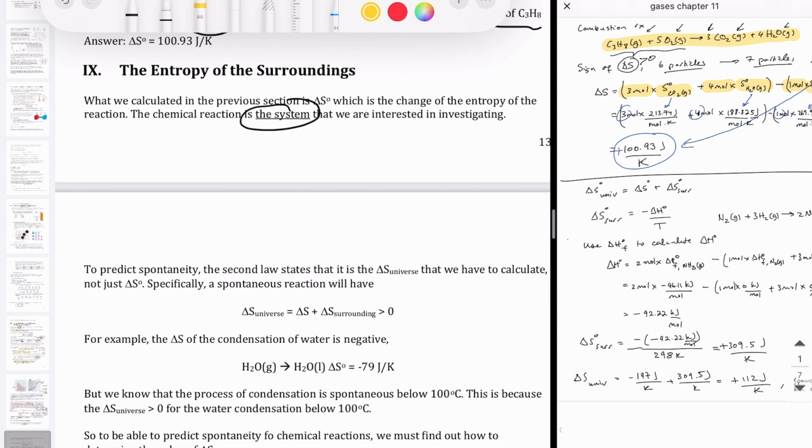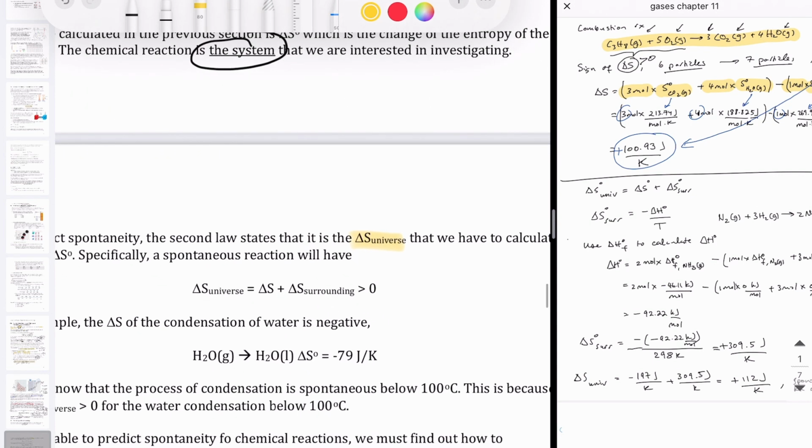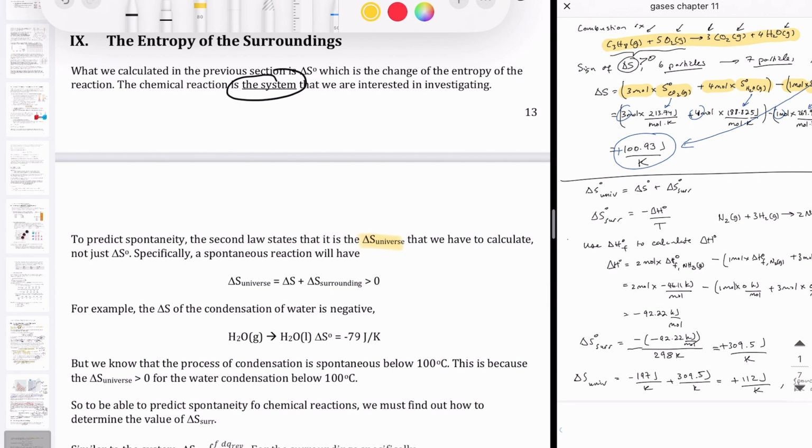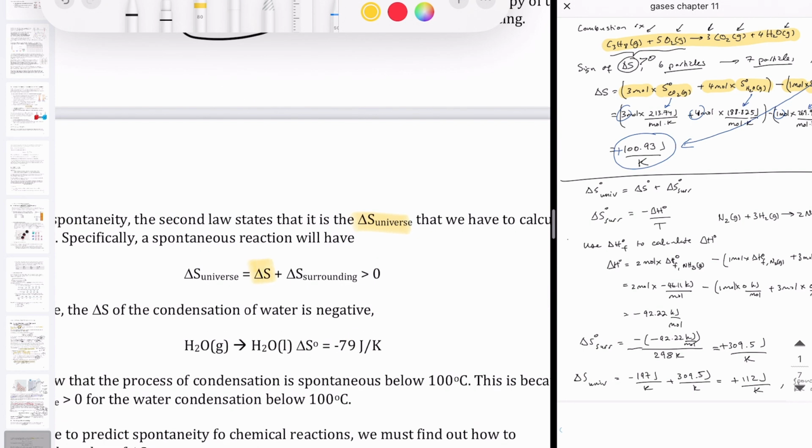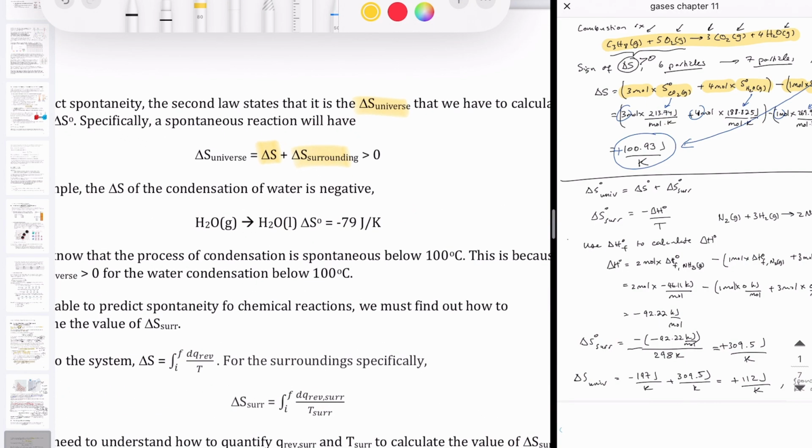But what the second law of thermodynamics says is that to predict spontaneity, we need to know the value of delta S of the universe, because it's the positive value of the delta S of the universe that tells us that the process is spontaneous. So right now, we have calculated only the delta S of the system, which is just written as delta S. Usually that subscript system is not included. And what we need is the second component of it, which is the delta S of the surrounding. And it's the sum of those two numbers that has to be positive in order for the process to be spontaneous. We can see why just getting the delta S of the system is not enough.